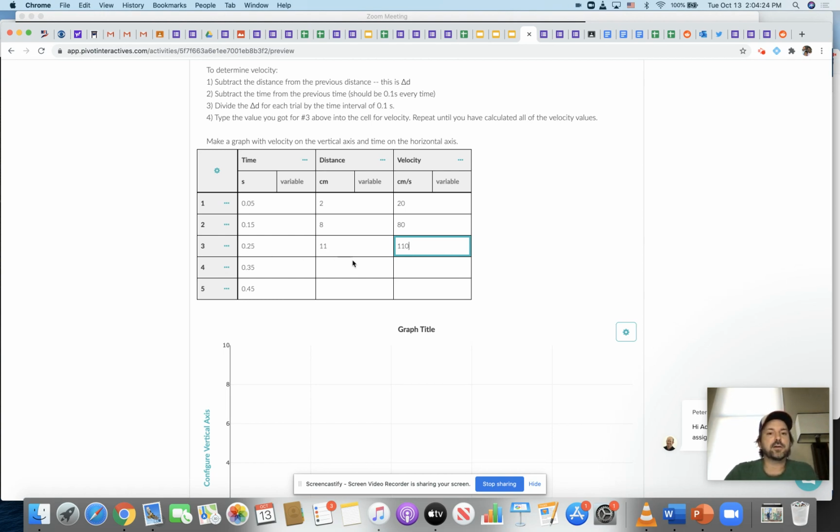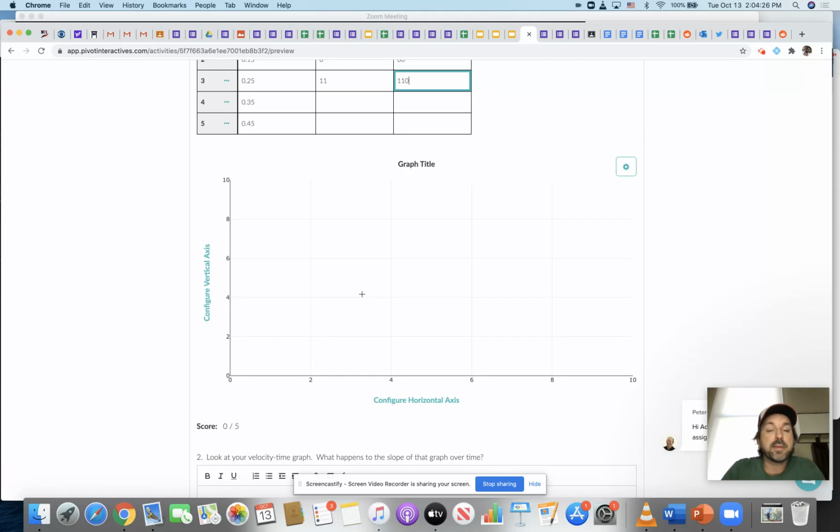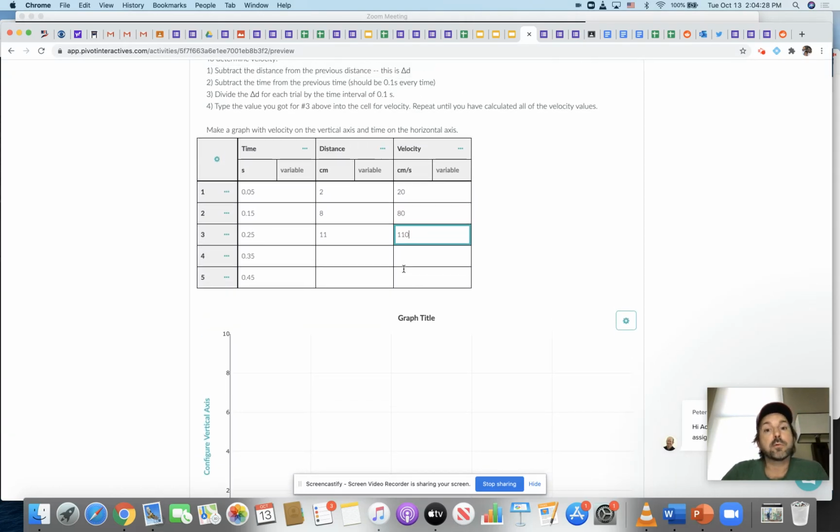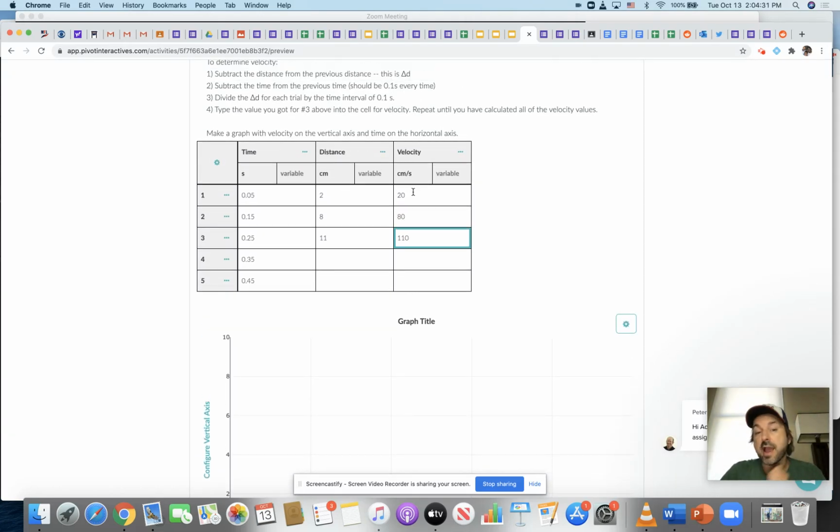And so that's how you're going to fill out this table and then ultimately make this graph, right? And a reminder, this velocity is the average velocity of the object in that 0.1 second interval. So let us know if you have questions.